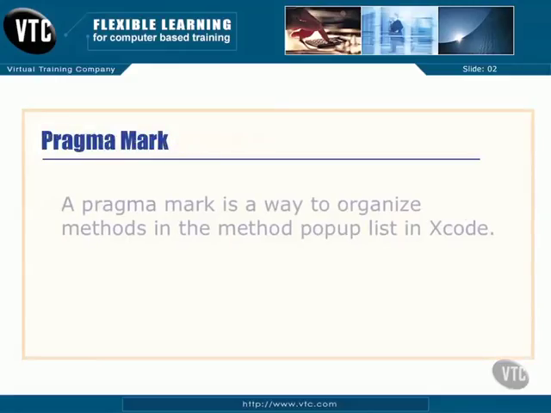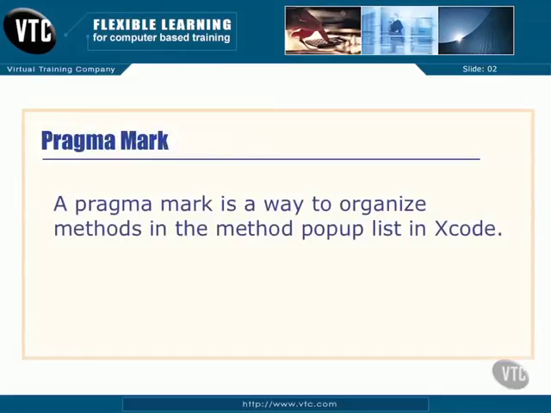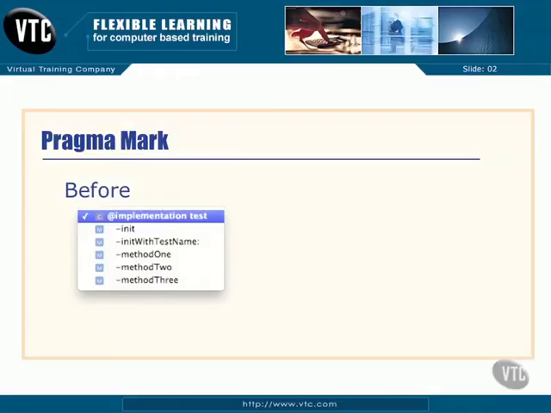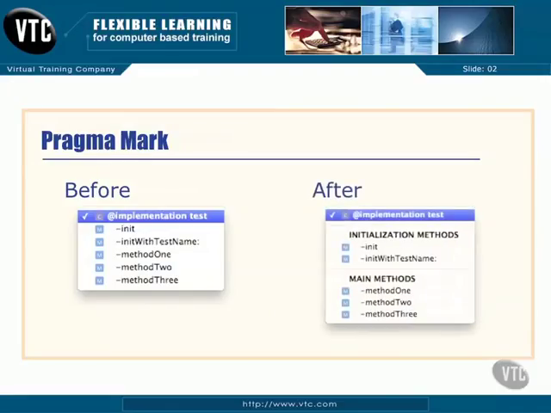A pragma mark is a way to organize methods in the method pop-up list in Xcode. This makes organizing and locating your code much easier. The method pop-up list can get out of hand very quickly once your file has a decent amount of code in it. This is where the pragma mark comes in. The way I have the user script configured, there will be a small divider line next to each section and the section name just below it. I am using the word section here to denote a group of like methods.